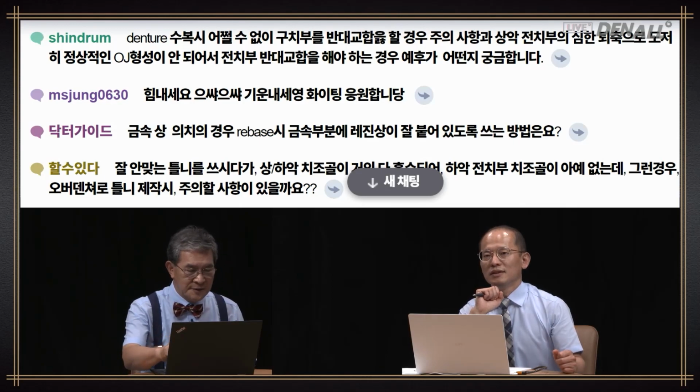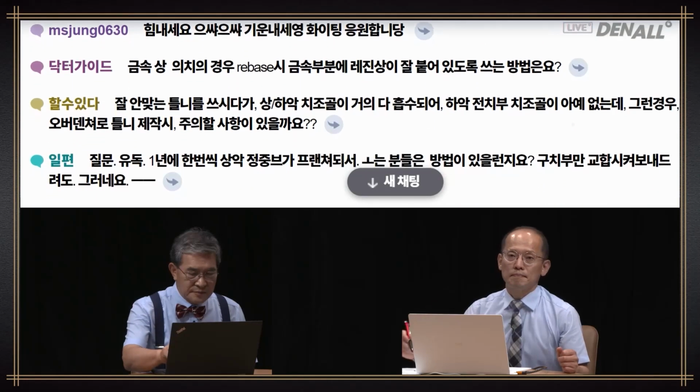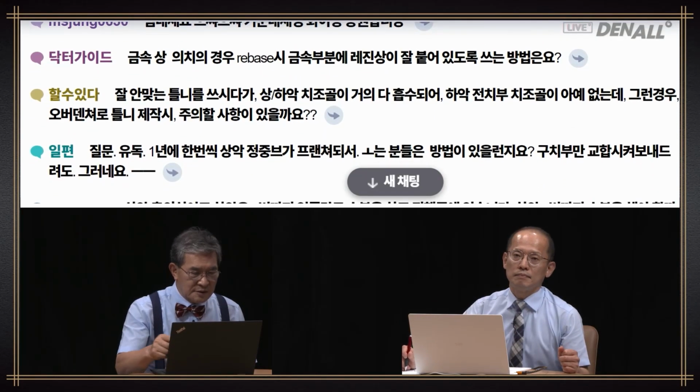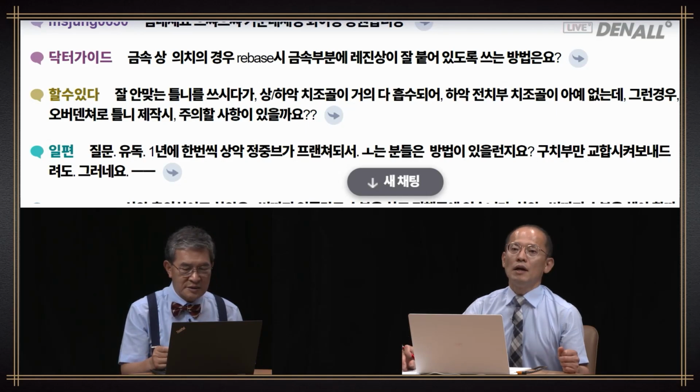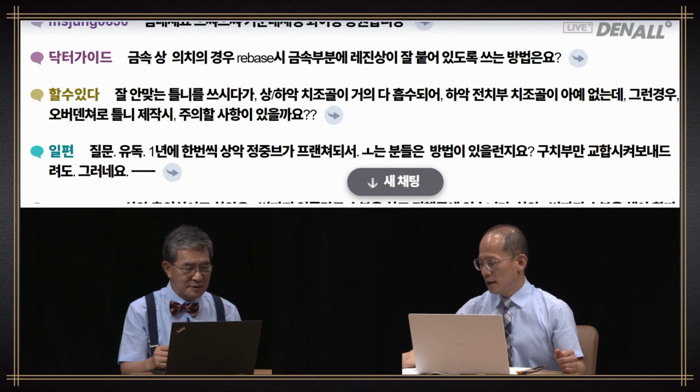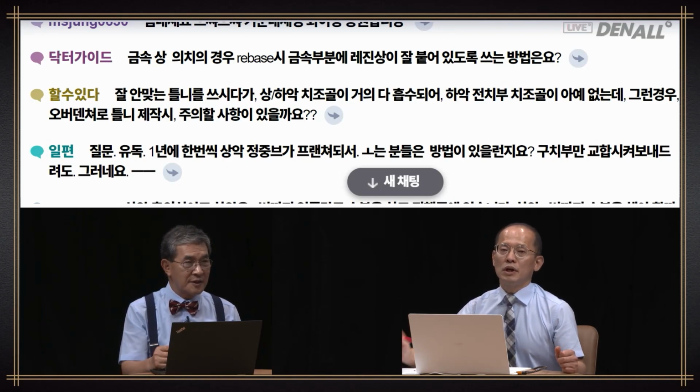It has nothing to do with the teeth alignment arrangement. Now, Dr. Guide asks, in the case of a metal denture in rebasing, how do you make the metal part attach to the resin?